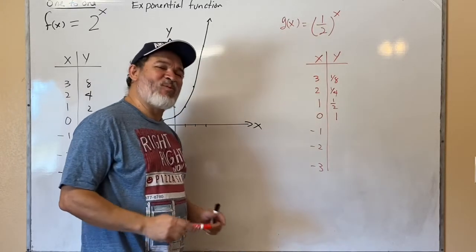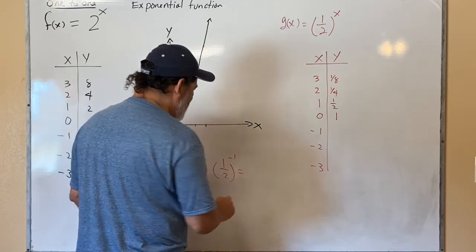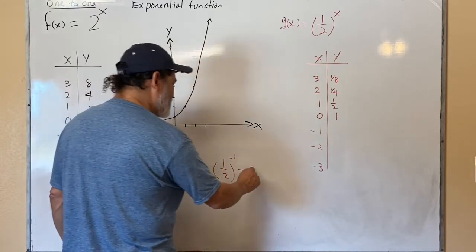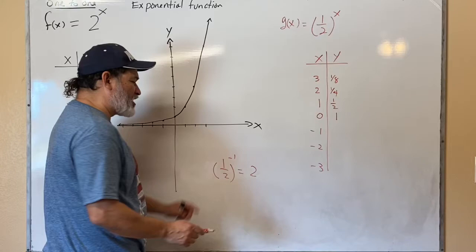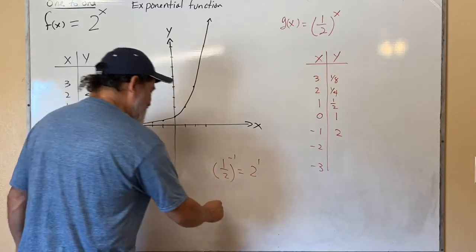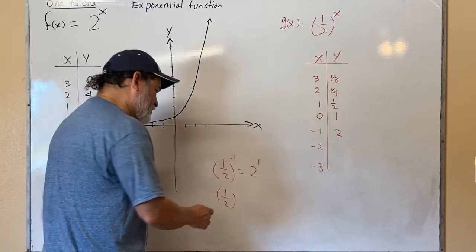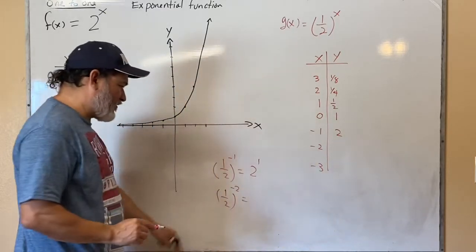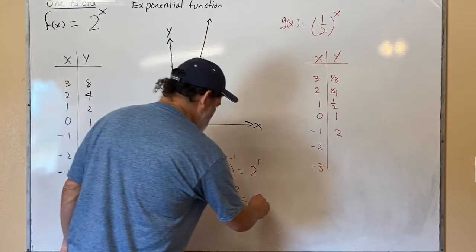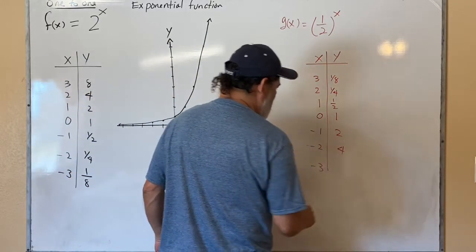If x is -1, what is half to the -1? All you have to do is flip the house. What's the reciprocal of a half? 2, and then change the power to positive: 2 to the first. That's 2. What is half to the -2? Flip the base, that's a 2, and change the power to +2. And what is that? 4. So this must be 8.